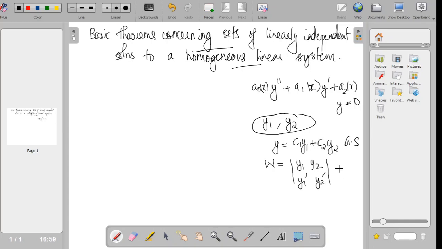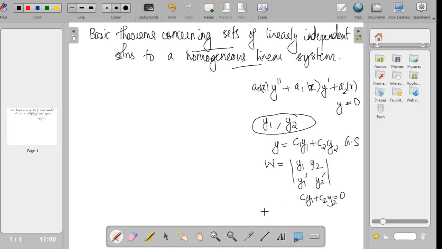this determinant is not equal to 0 for some t belonging to the interval (a, b). Then the solutions are linearly independent, and if this is identically equal to 0, the solutions are linearly dependent. So that is one way of finding out whether the solutions are linearly independent or dependent. Then we also saw that if c1 y1 plus c2 y2 equal to 0 implies both c1 and c2 are 0, they are linearly independent, and if at least one of them is not 0, they will be linearly dependent.